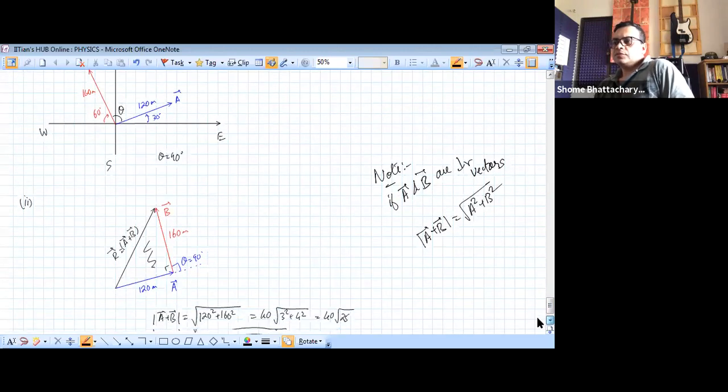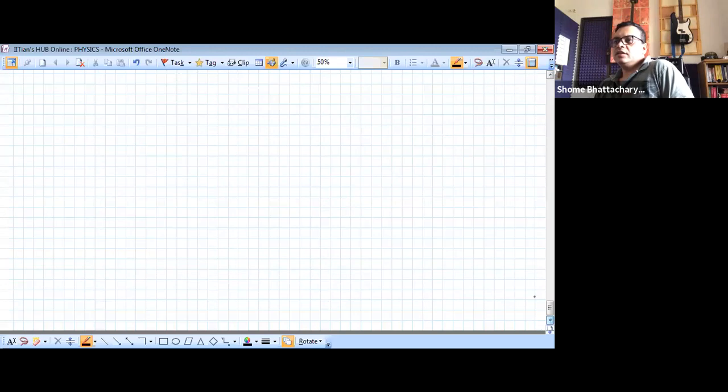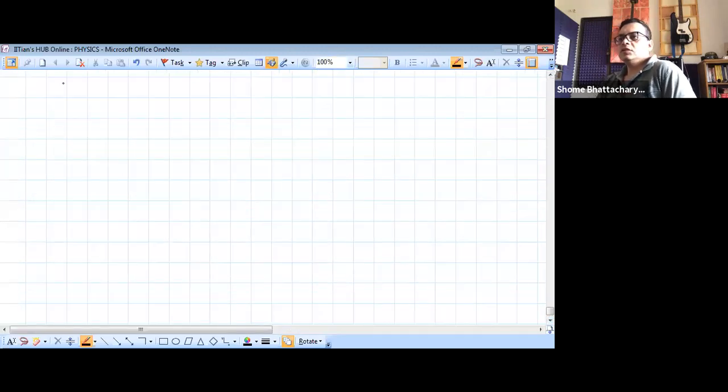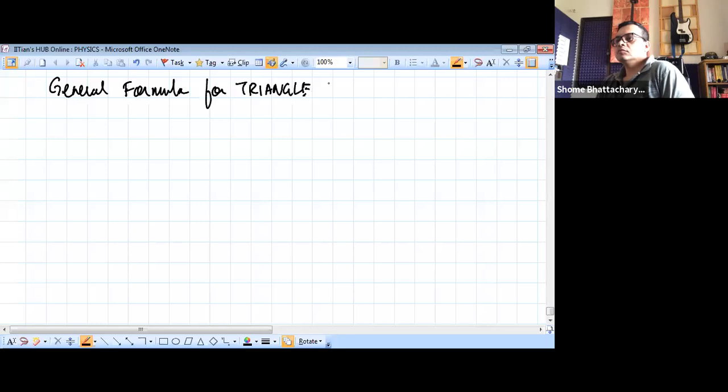Okay, next thing we will see is a more general kind of formula. So we will see the general formula for triangle law of vector addition.